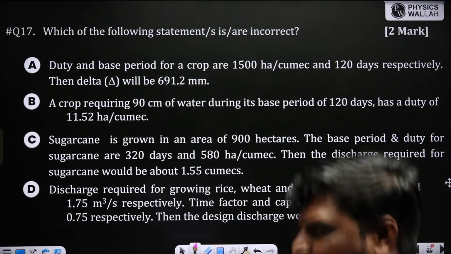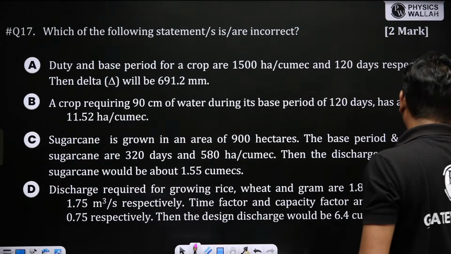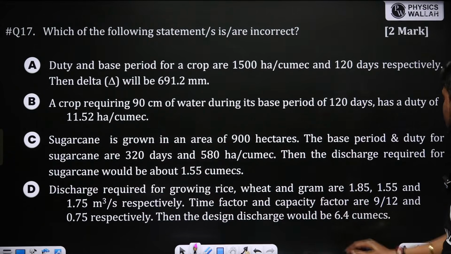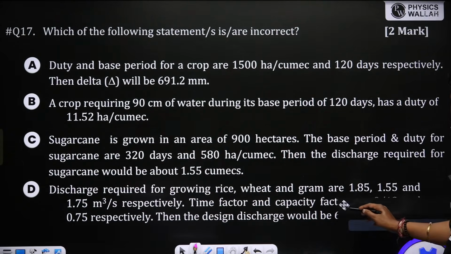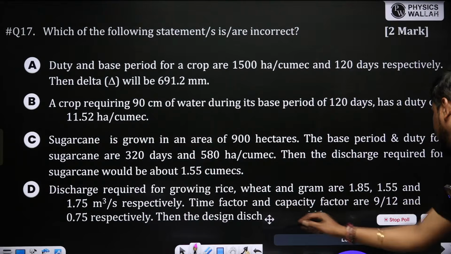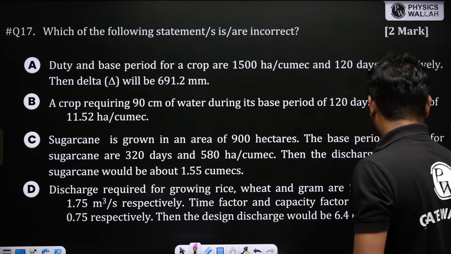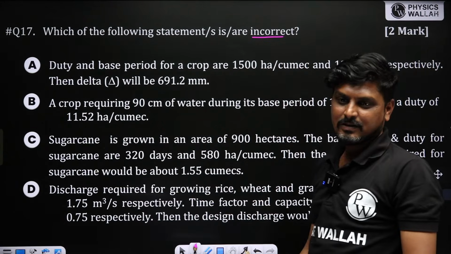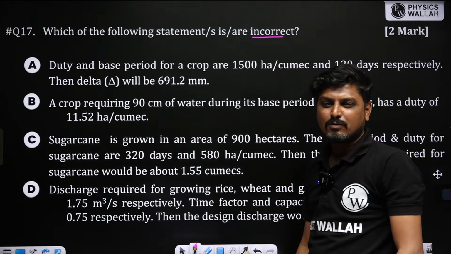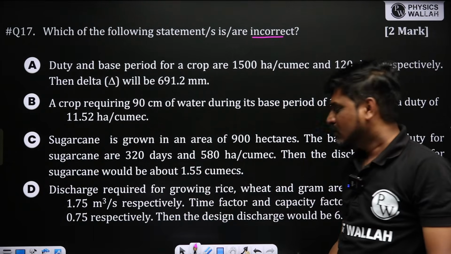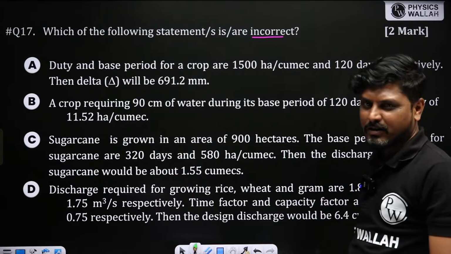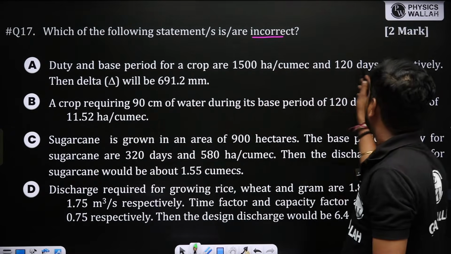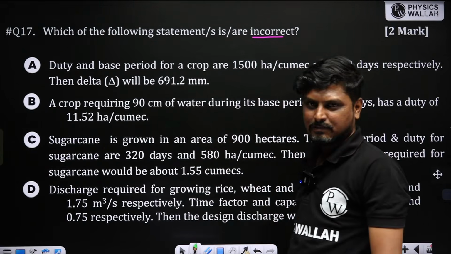Okay, let me go for the solution of this question here. I have given sufficient time. So let us see here. Which of the following statements are incorrect? Some statements are given nicely. If you properly read, easily you can answer. Only thing, a little bit of calculation work is required. That is your headache work. Duty and base period for a crop are given, and delta. So check it.